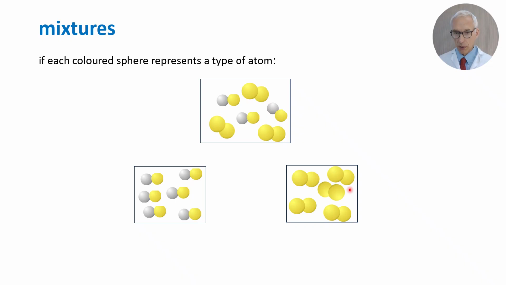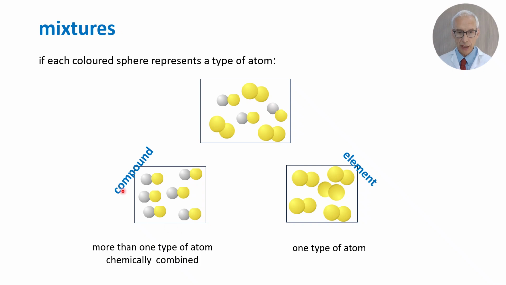So on the right-hand side we have an element. On the left-hand box, we have a compound. That is, there is more than one type of atom chemically combined. Now, in the upper box, of course, we have a mixture. That is, we have more than one substance or more than one formula. We've got the element and the compound within the mixture.